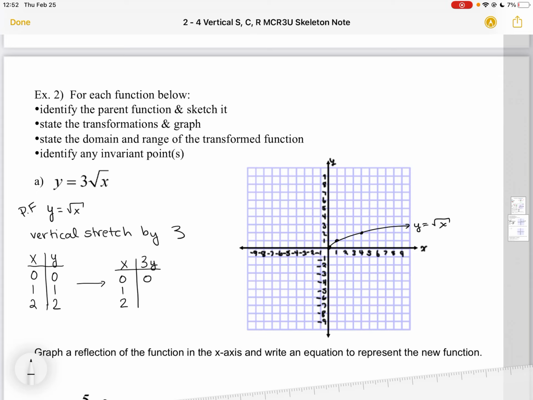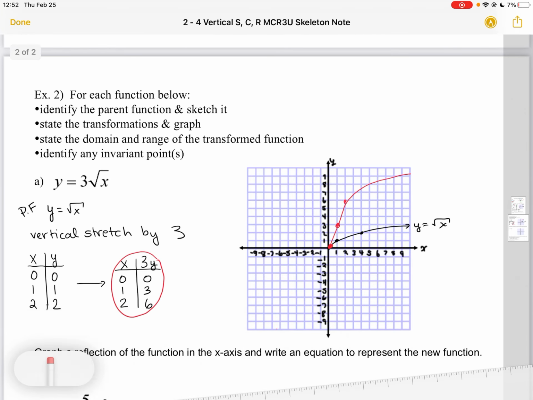So (0, 0) stays the same. 1 times 3 is 3. 2 times 3 is 6. That's going to allow me to now plot those 3 new points on my grid. So (0, 0) is the same, (1, 3), and then (2, 6). And then I've got this very steep function here.